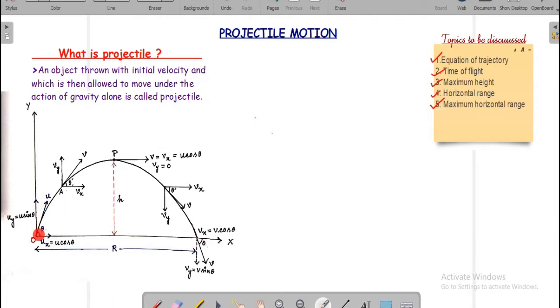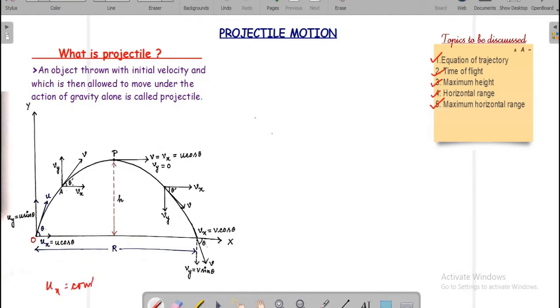This u has two rectangular components. One, its horizontal component, ux is equal to u cos theta, and another component is uy is equal to u sin theta. This ux is equal to u cos theta, the horizontal component of initial velocity, remains constant throughout the motion. Why? Because along the x-axis there is no acceleration. So ux is constant.